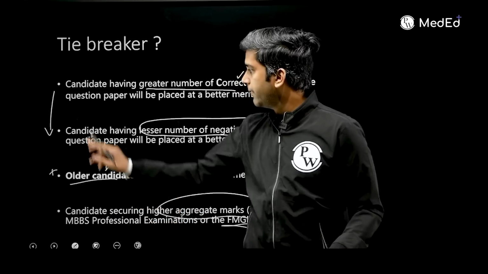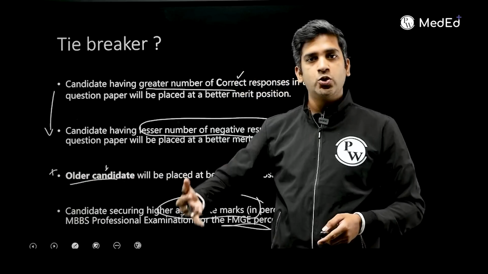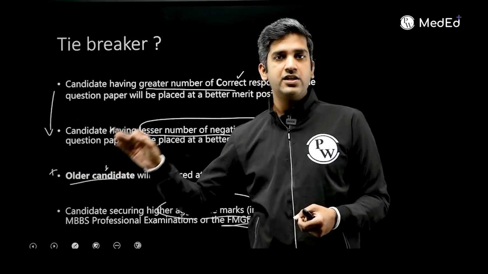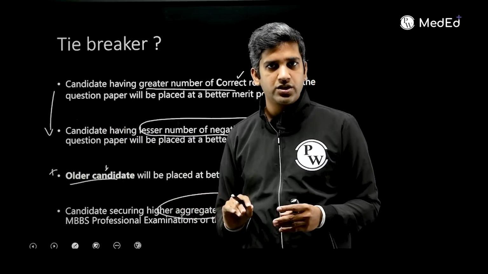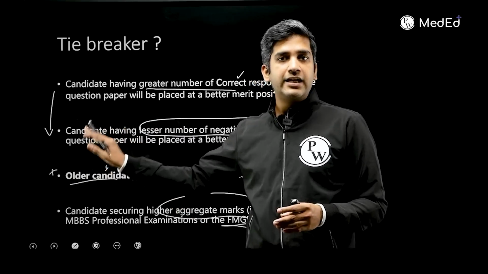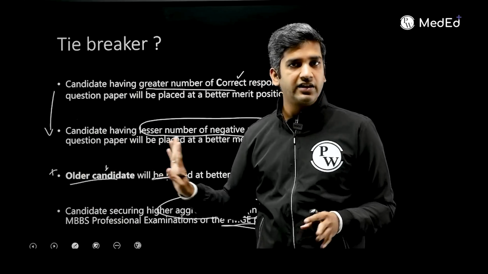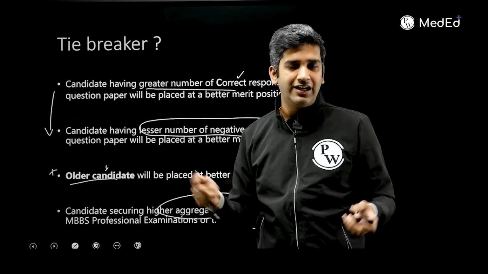That's the bigger problem. Maybe NBE will come up with a better solution for tiebreaker rules, but as of now, as per the new NBE announcement which came on 8th or 9th of August, they have told that the tiebreaker criteria will be used as per the prospectus, and these are the tiebreaker criteria in the prospectus. If they change, well and good, right?